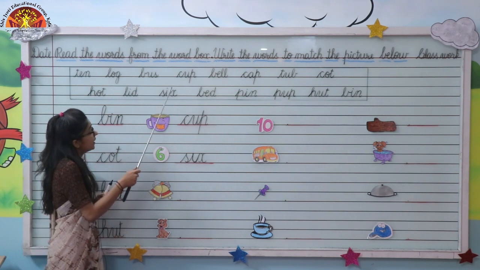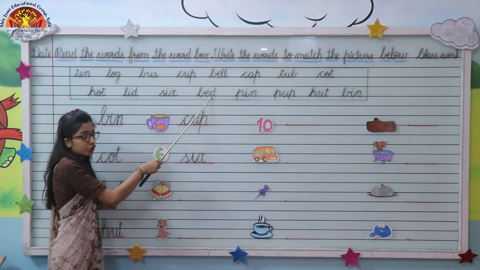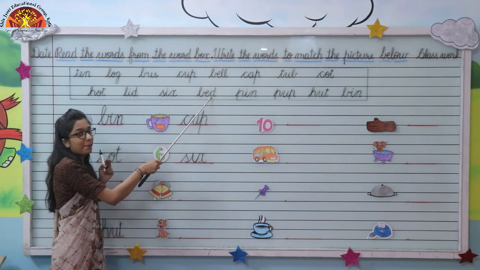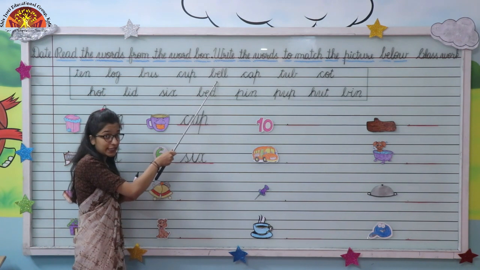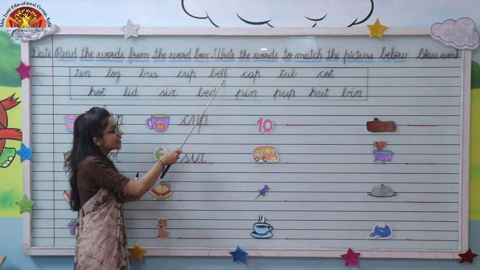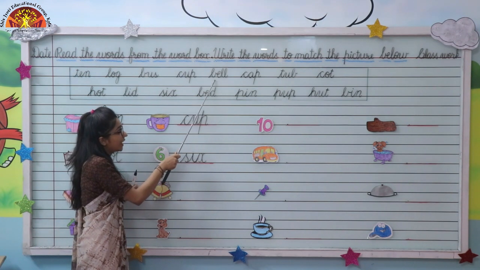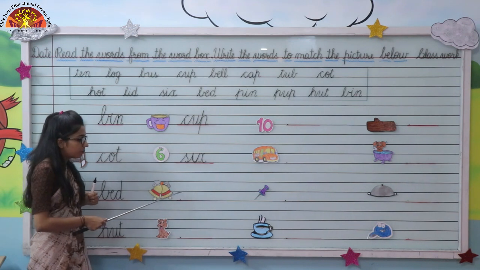So kids, tell me, this one is a spelling of bell? B-E-D? No, this is a spelling of bed. Okay, tell me, this one is a spelling of bell? B-E-L-L? Yes, this one is correct one. So we have to write this spelling here, okay, after its picture.